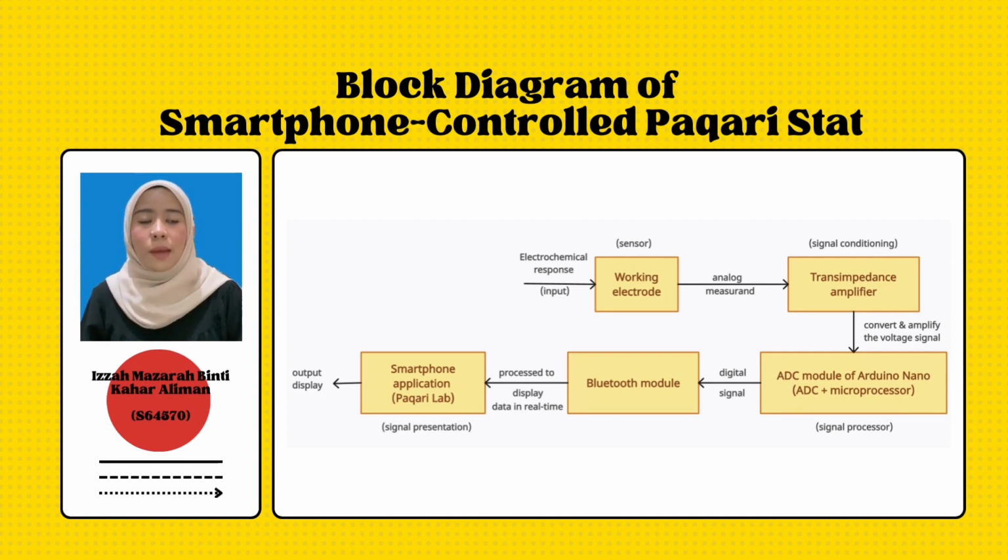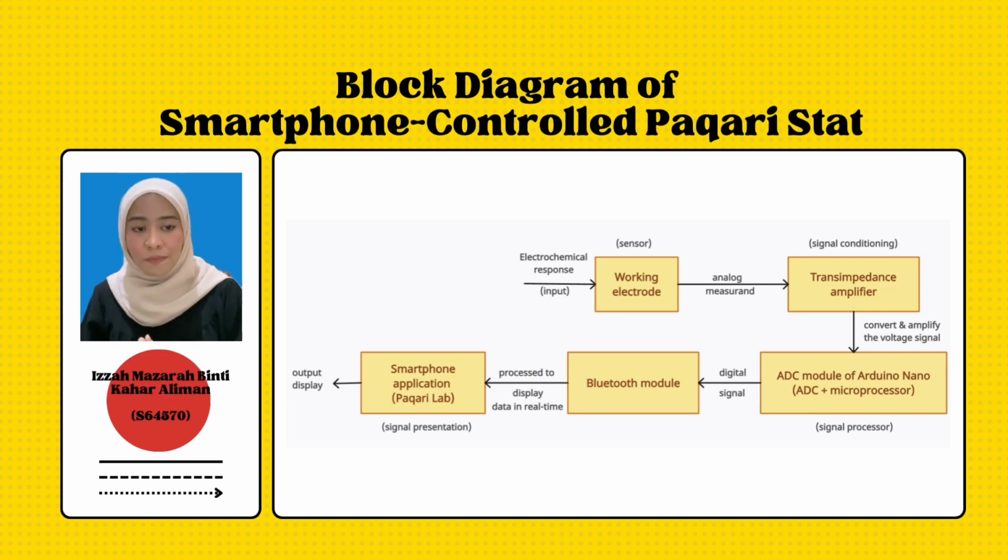In this part I explain a little bit about the block diagram of the potentiostat. In the system, the electrochemical response is the input. First, it is transferred to the working electrode. This electrode is the sensor used to measure the electrochemical response of the sample. Then we have the transimpedance amplifier, the signal conditioning element, which amplifies and converts the current signals generated by the working electrode.